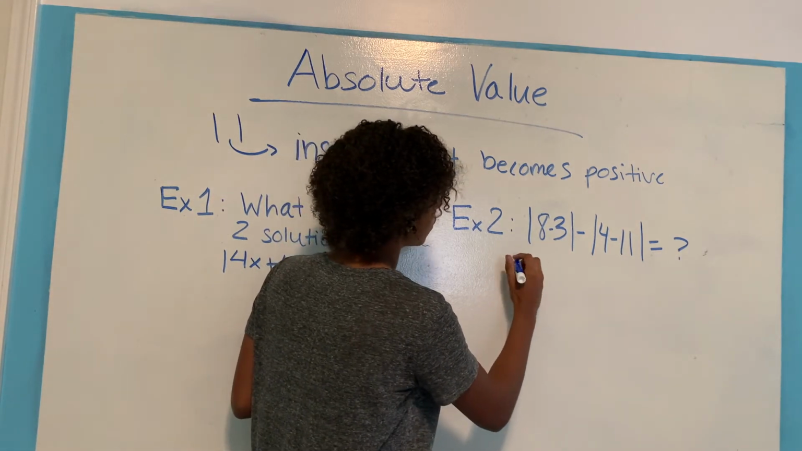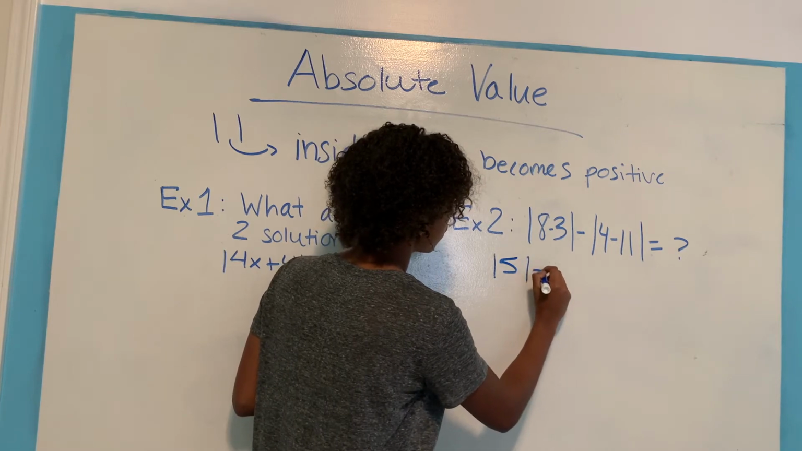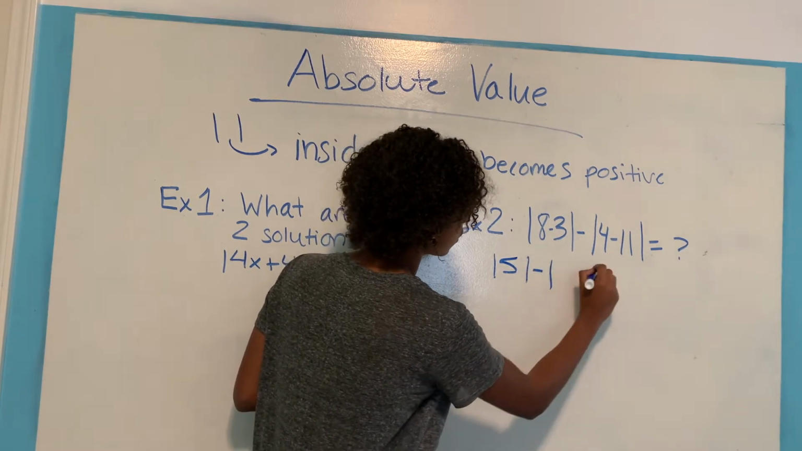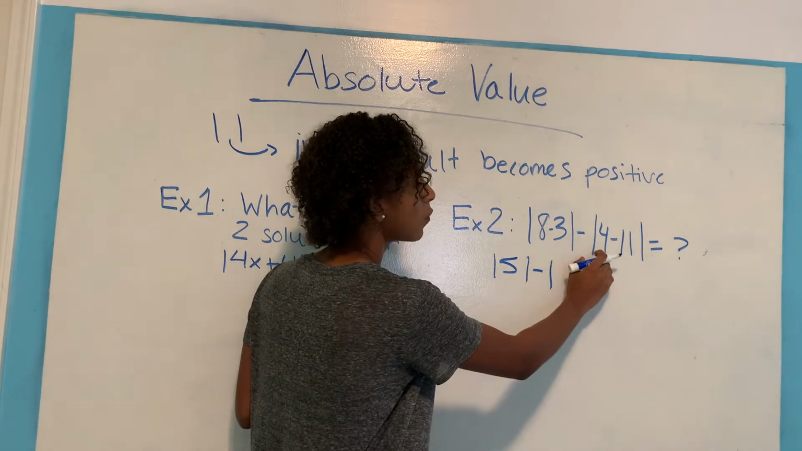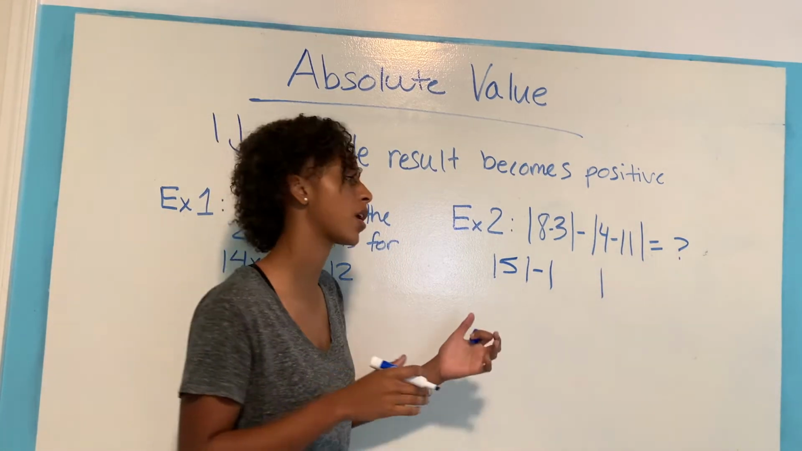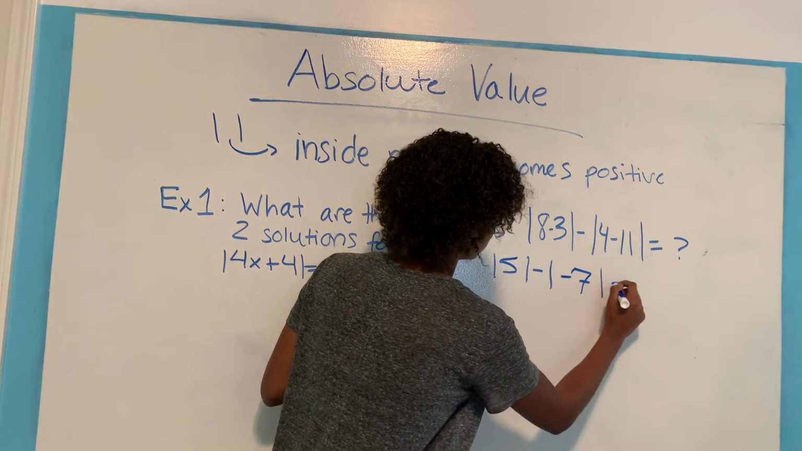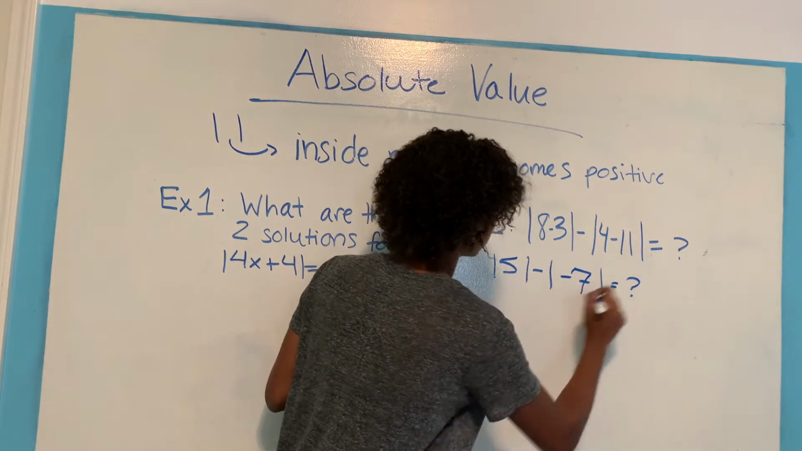That would break down to 5, right? And then you have that minus sign, and then you have this other one. So 4 minus 11, that's equal to negative 7. You can always do that with your calculator, but it's negative 7. Then all of that equals what?